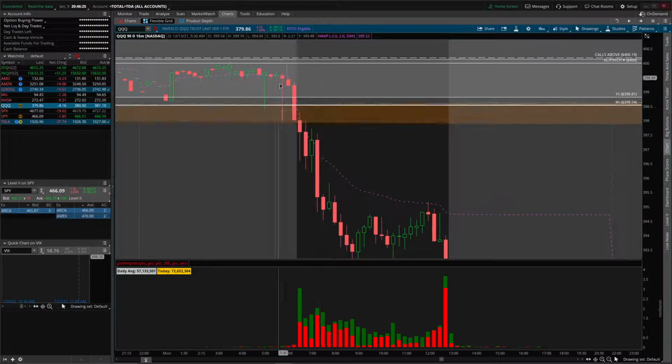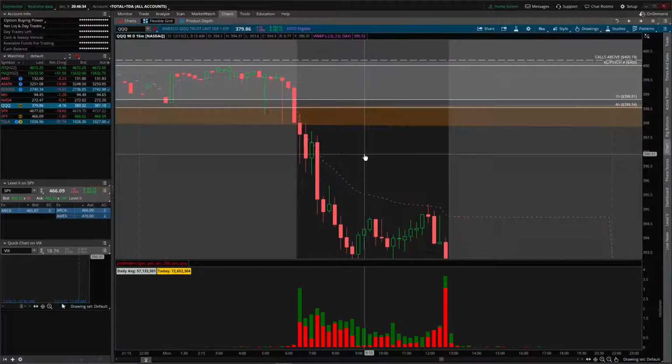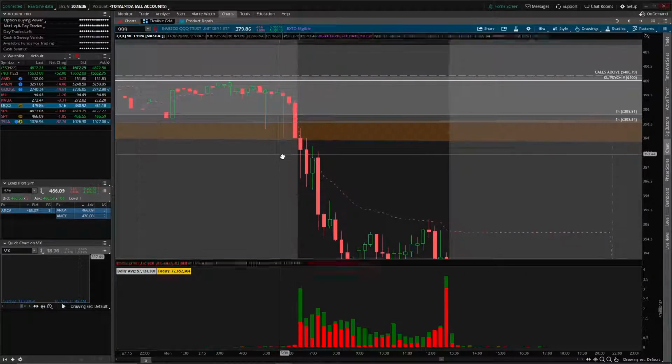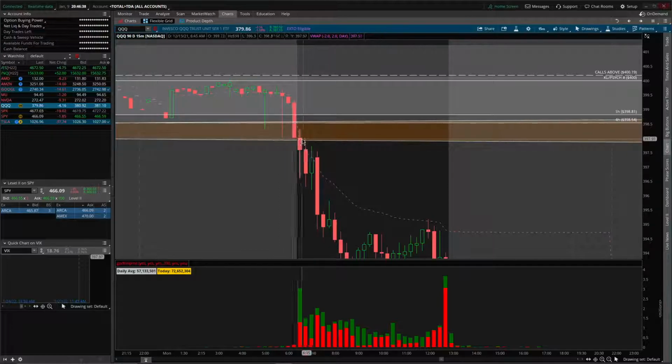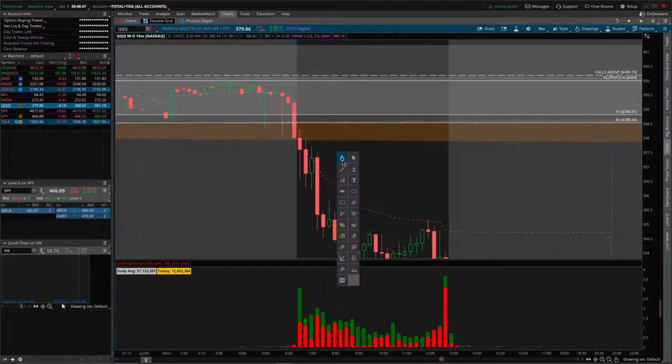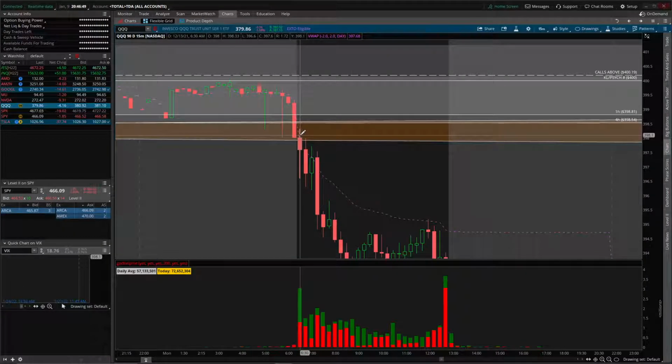But in this case, since this one did not attempt to retest these levels at the open, you could have also just gone in at a whole number. Like for example, 398 here. You could have been watching the time and sales, the level 2, in anticipation for the next 15-minute candle.